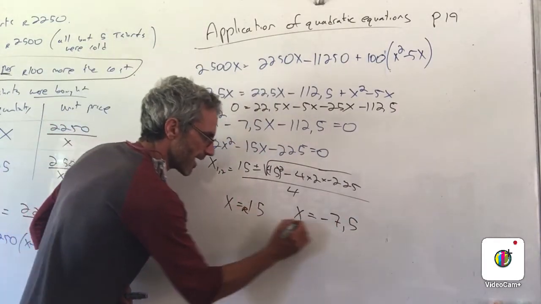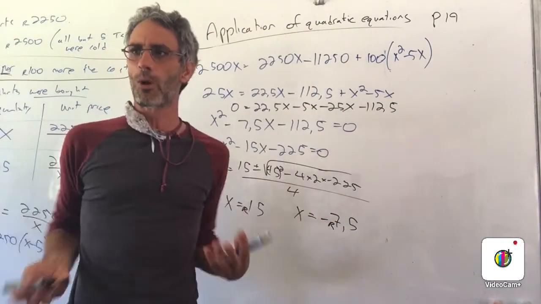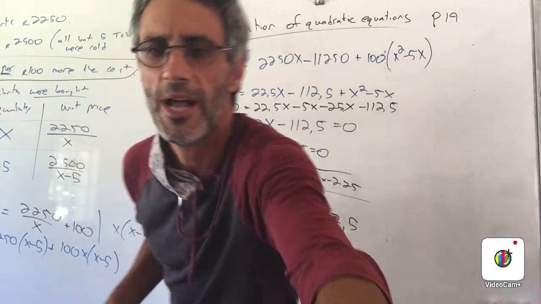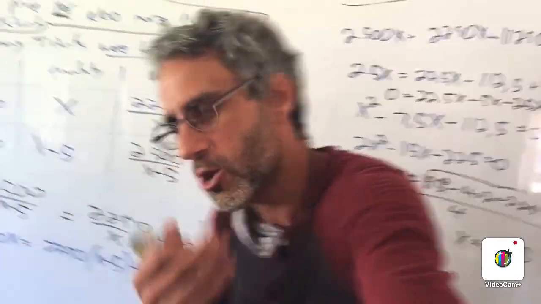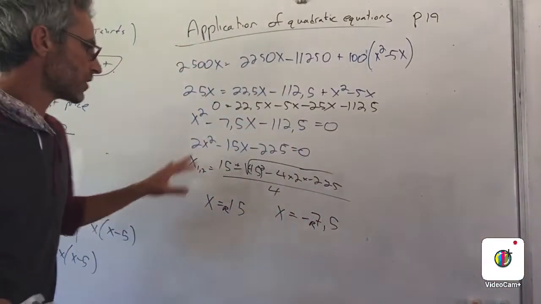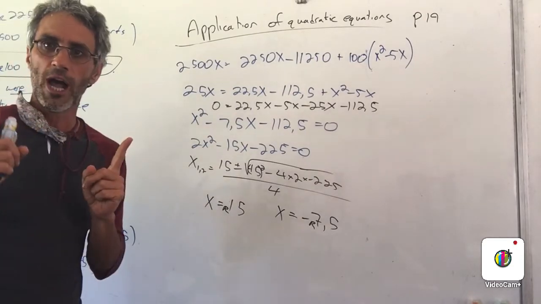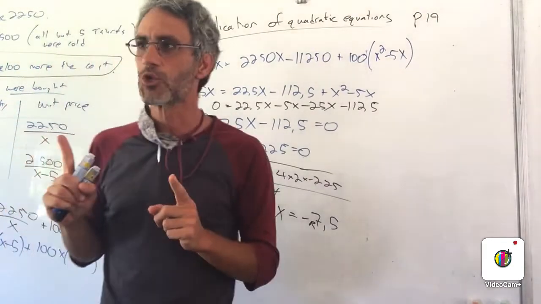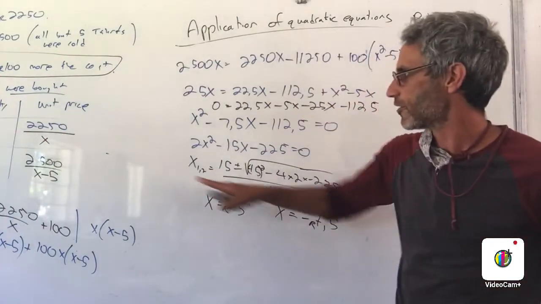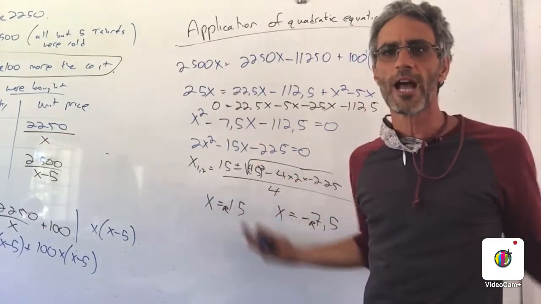That's obviously in rand. Now, like I told you before, we start with a physical problem, then we set up an equation, and then we solve it using how we know to solve a quadratic equation. So I need to think, what do these solutions mean? First of all, I need to check them against the restriction. Is any of them one of the naughty solutions? We said x cannot be equal to 5 or 0. No, so we don't have a problem there.